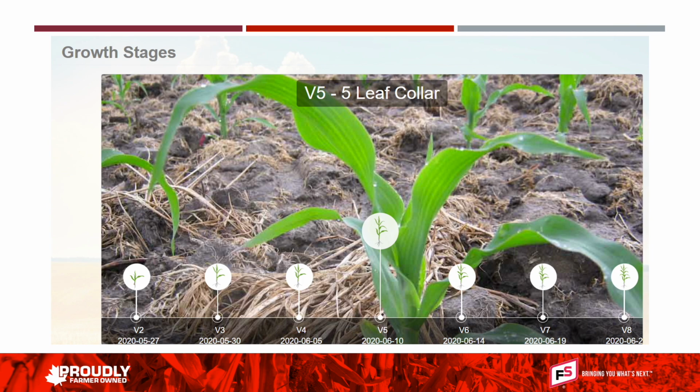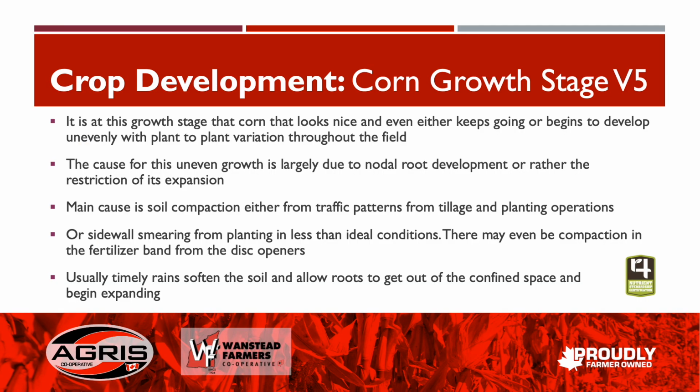V6 is in the critical weed-free period, so hopefully by this time we are weed-free and capturing more yield potential for the fact that we are weed-free. At this growth stage, the corn looks really nice, but it's also at a stage where it can start to look very uneven. And one of the things that contribute to that is the nodal root development. So if there's no compaction and no sidewall compaction from the planting operation, then those roots develop normally and the crop never looks back. But if you start to see plants in various parts of the field develop unevenly, chances are soil compaction is the reason, and it's limiting the expansion of the nodal root system. It just can't get out and get the water and nutrients it needs.